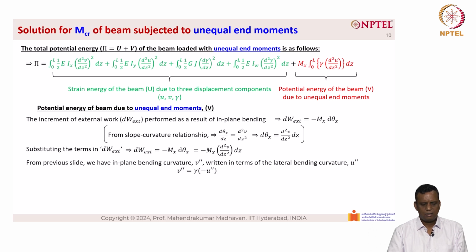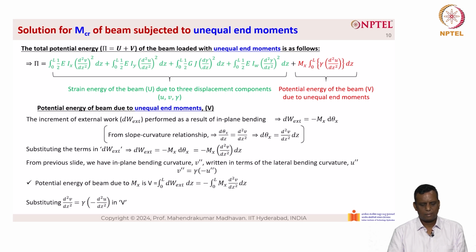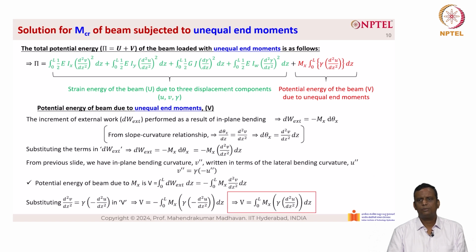From the previous slide, we have the relationship between v double dash and u double dash, which is v double dash equal to gamma into minus u double dash. So now the potential energy of the beam due to Mx equal to V is integral 0 to L dW external, which is equal to minus integral 0 to L Mx into d square v by dz square into dz. When we substitute d square v by dz square equal to minus gamma into d square u by dz square in V, we have the equation V equal to integral 0 to L Mx into gamma into d square u by dz square into dz, which is basically the same as shown in the red color equation, which is the potential energy of the beam due to unequal end moments.